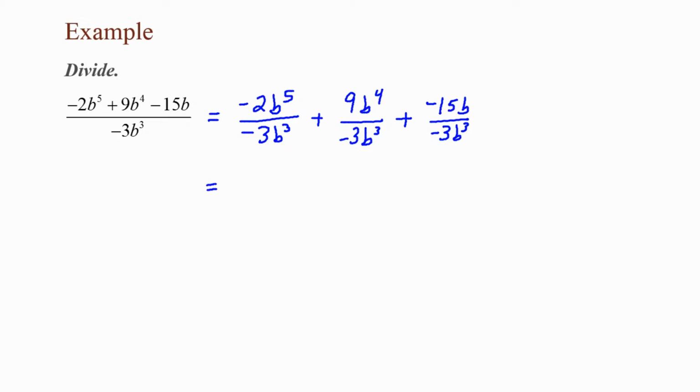Negative 2 divided by negative 3 is just 2/3. B to the fifth divided by b to the third is b squared. I can either write that beside the 2 or behind the fraction. 9 divided by negative 3 is a negative 3. B to the fourth divided by b to the third is just b to the first. Bring down my plus sign. Negative 15 divided by negative 3 is 5. B divided by b to the third is b squared in the denominator. So my final answer is 2/3 b squared minus 3b plus 5 over b squared.